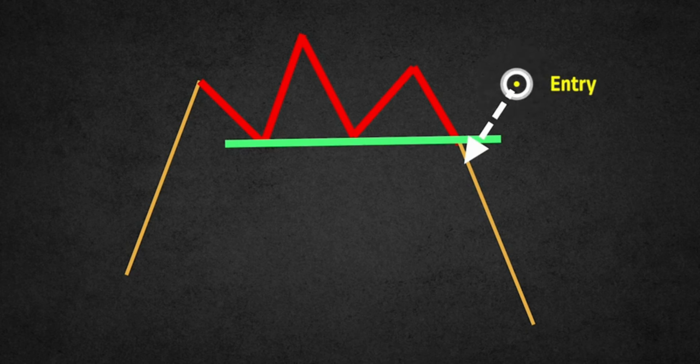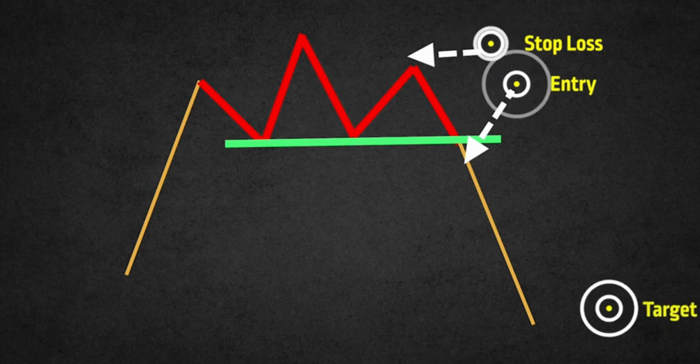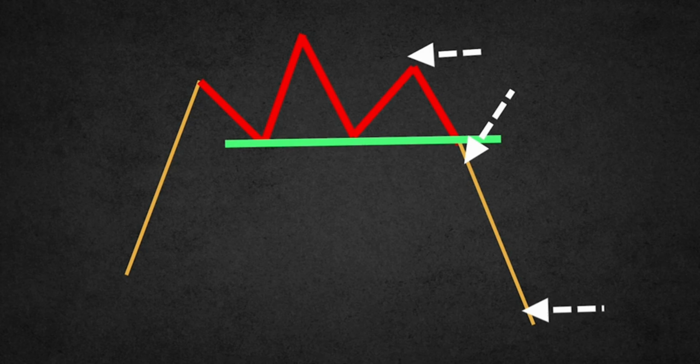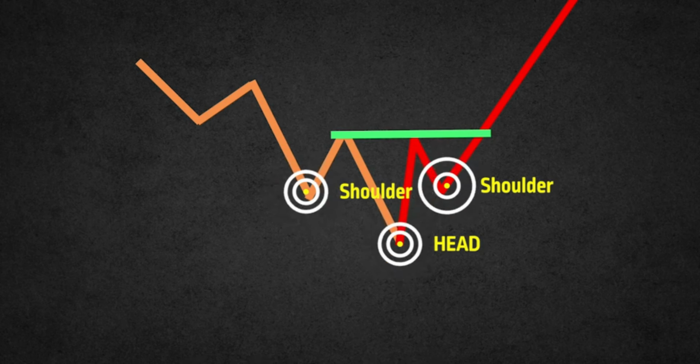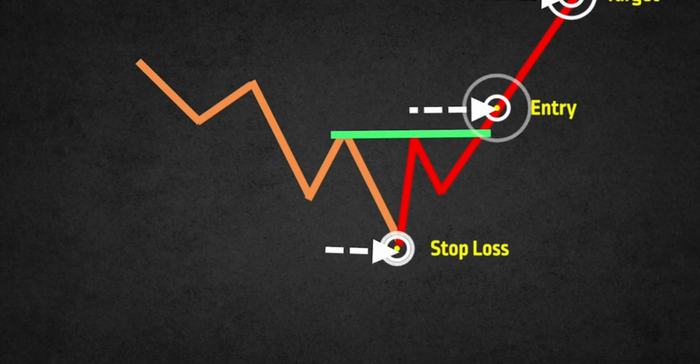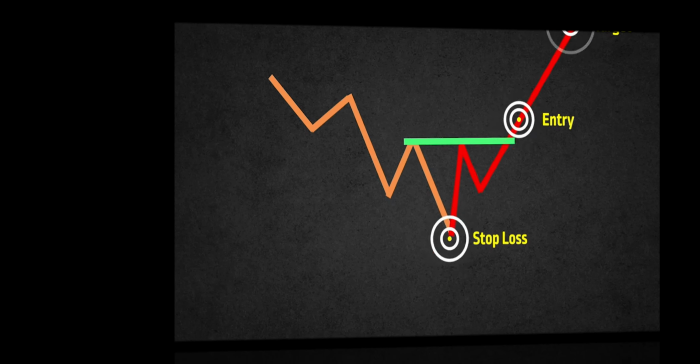Entry: wait for the neckline to break. Stop loss: above the right shoulder. Take profit: measure the height from head to neckline and project it downward. Inverse head and shoulders: same idea but flipped. It's bullish and signals a move higher.